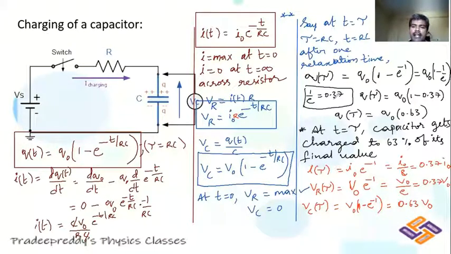So after one relaxation time, what is happening to the capacitor? It is being charged to 63%. What happens to the current in the resistor? It is decreased to 37% of the maximum current. And what about voltage? Voltage in the capacitor increases to 63%, whereas voltage across the resistor decreases to 37% of the initial value. But overall, the total voltage dropped across the resistor and capacitor will be equal to the voltage supplied in the circuit.